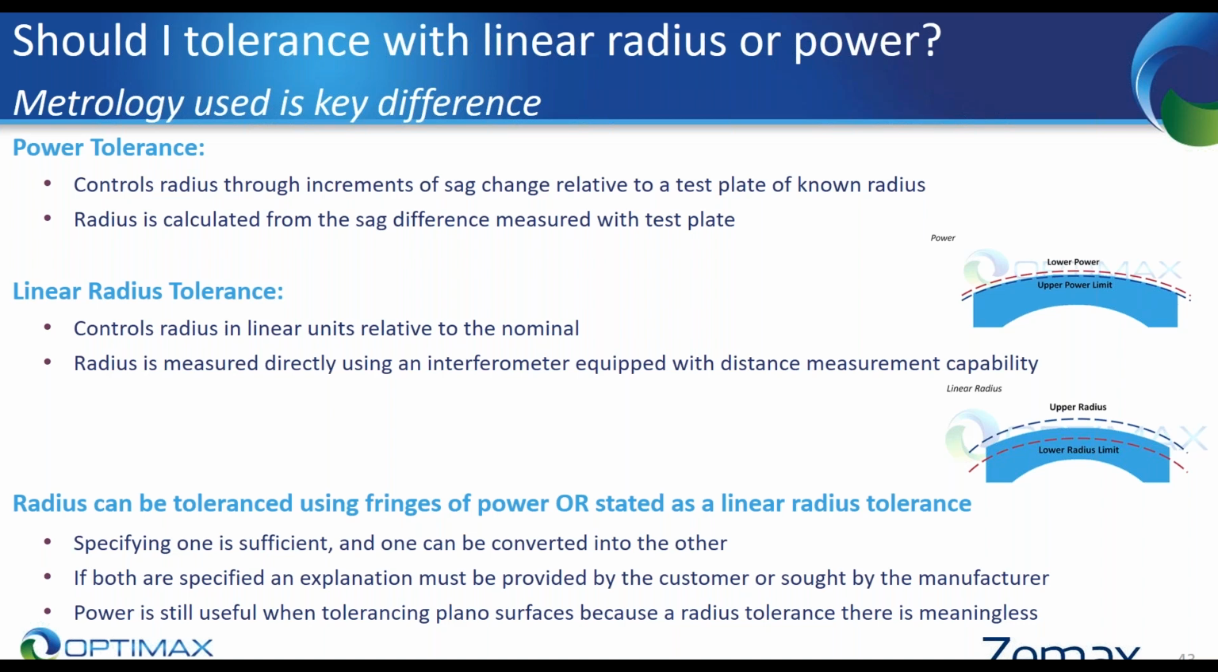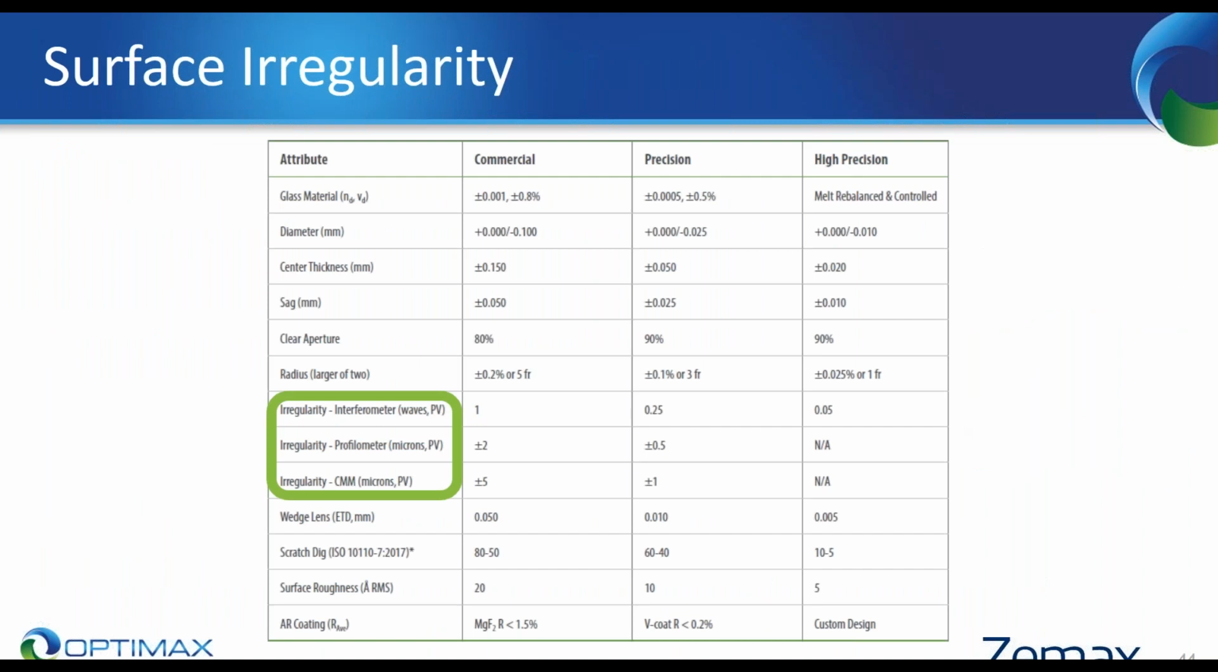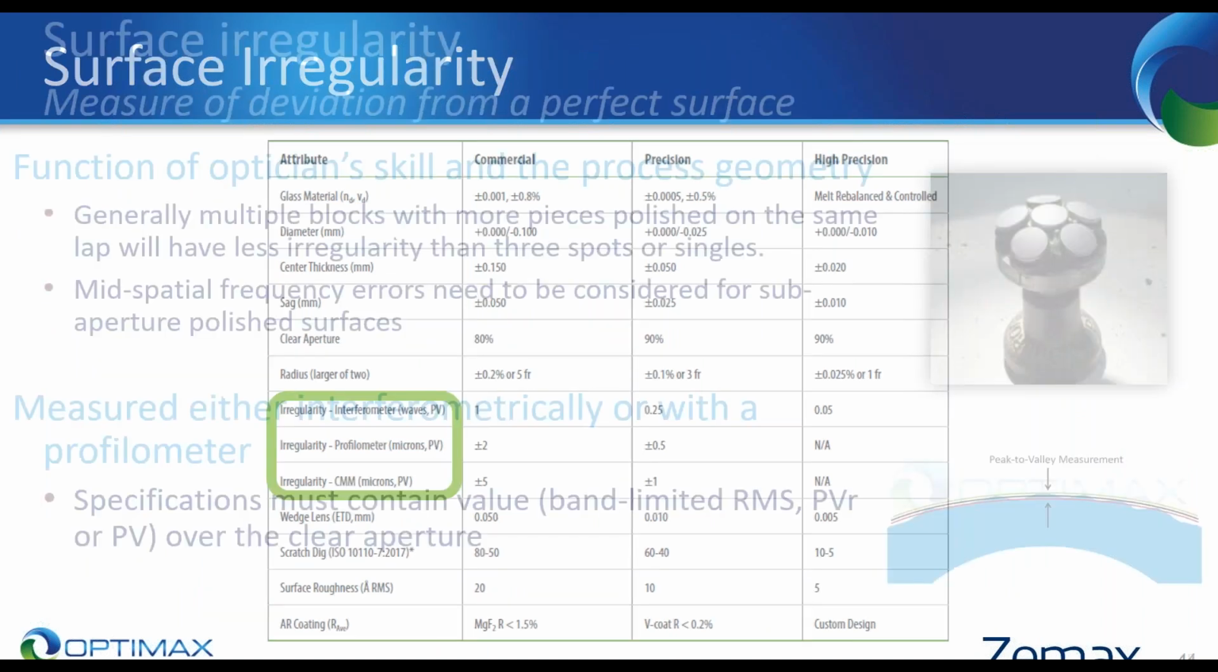A linear radius tolerance controls the radius in linear units relative to the normal. And there's another cartoon on the right as well. Radius is measured for this directly using an interferometer equipped with distance measurement capability. So in summary, radius can be toleranced using either fringes of power or stated as a linear radius tolerance. Specifying one is sufficient and can be converted to the other.